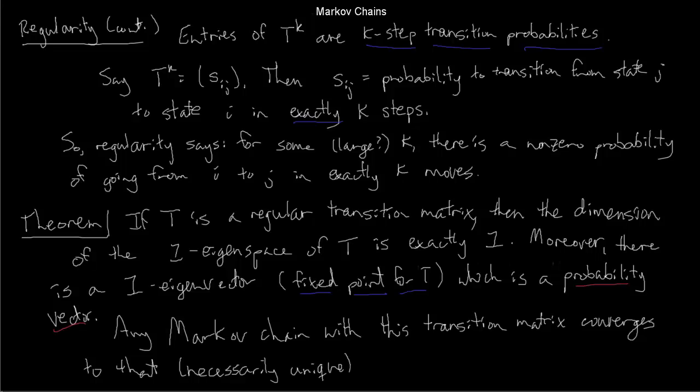Because the dimension of this eigenspace is 1, and because there's only one way to scale a vector to be a probability vector, as long as it has positive entries, there's really nothing you can do. There's only one possible place that all these things are converging to.